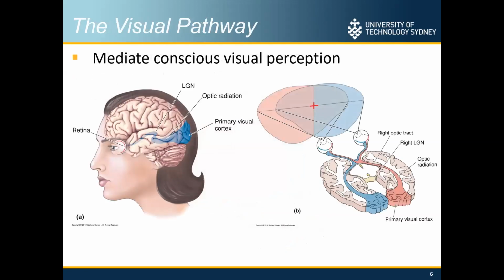Most of the projections end up in the lateral geniculate nucleus, or LGN, of the thalamus. The neurons in the LGN give rise to axons that project to the primary visual cortex. This is also called the optic radiation. It has been shown that when a lesion is applied to the retinofugal projection from the eye to the LGN, this can cause blindness in humans. Therefore, we know that it is the pathway that mediates conscious visual perception.